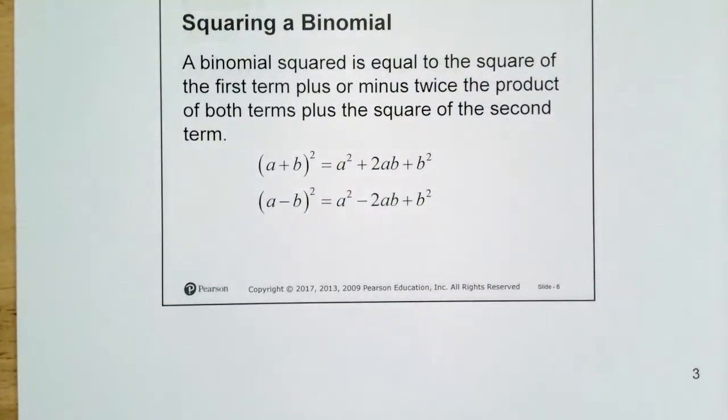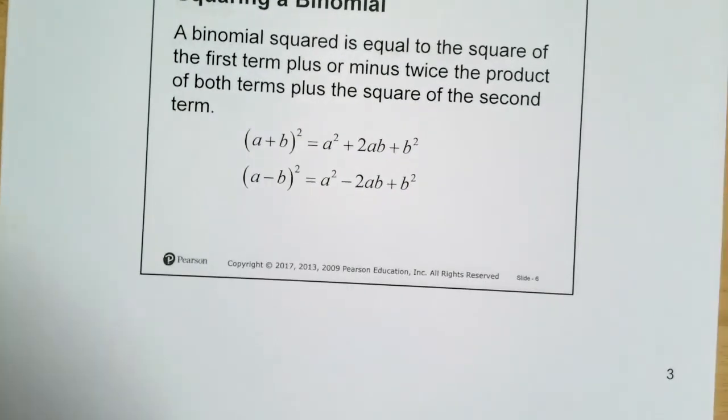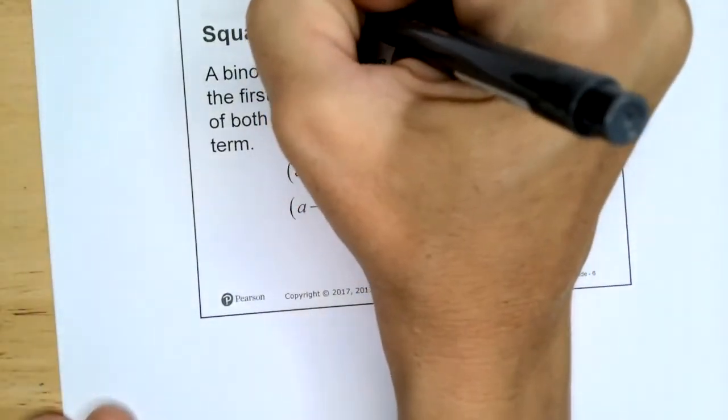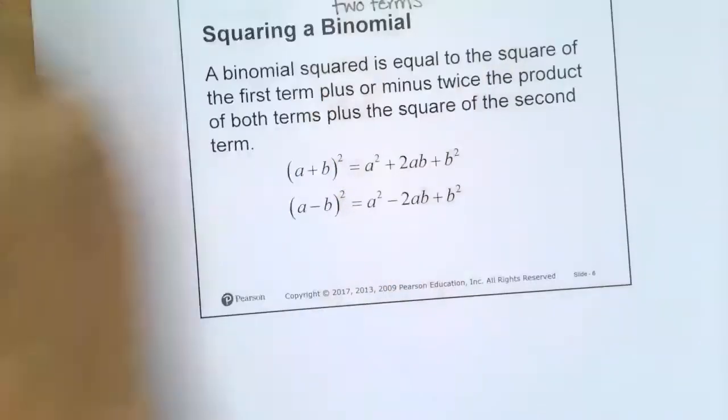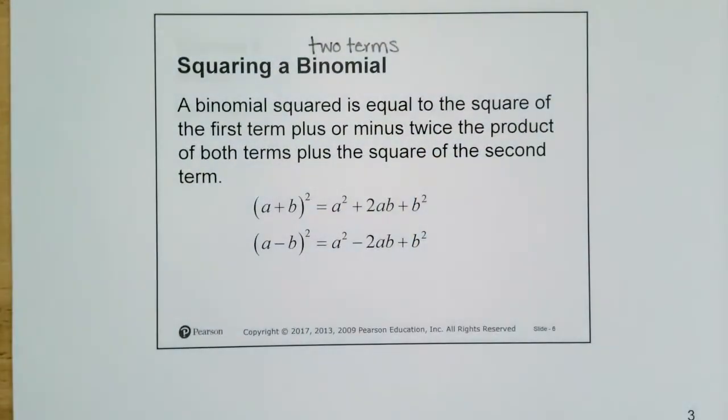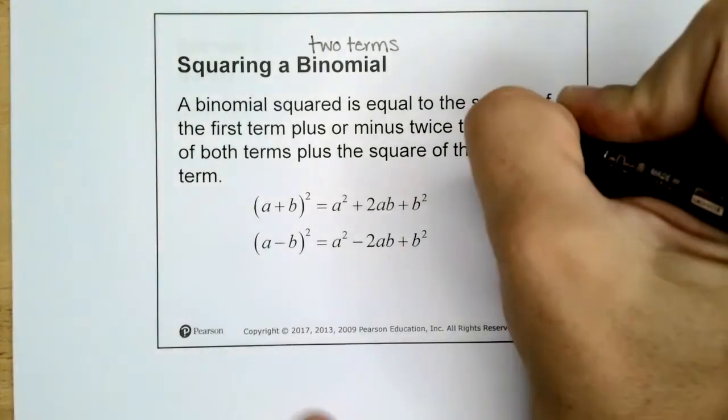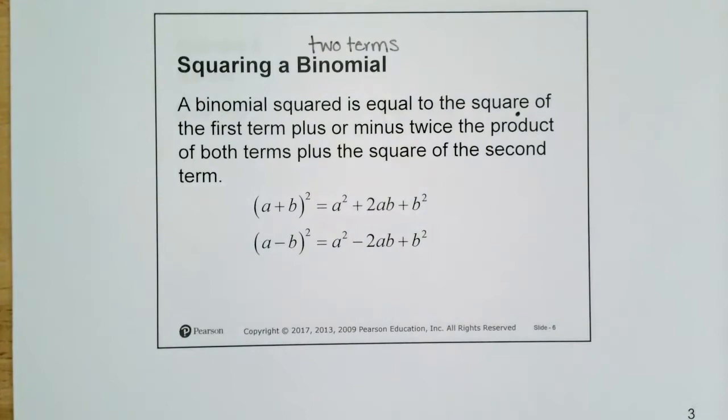All right, squaring a binomial. A binomial just means there are two terms, right? Anything with two terms and only two terms is a binomial. Just like polynomial is many terms, binomial is two terms. A binomial squared is equal to the square of the first term plus or minus twice the product. Product just means multiply. The result of multiplication of both terms plus the square of the second term. Okay?